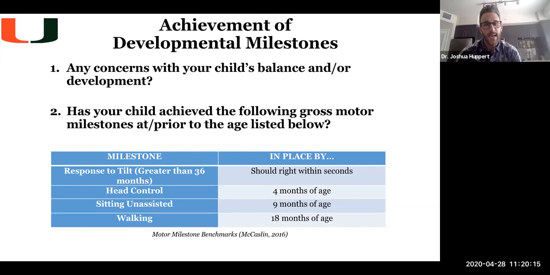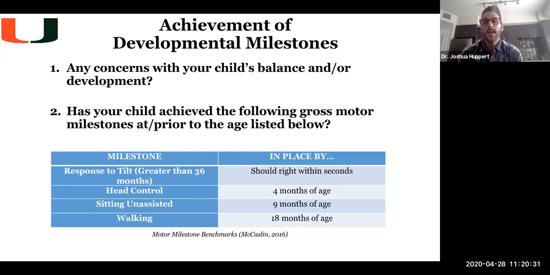I will say McCaslin created this list, and it's a great reference, but I would say of these four things, parents are generally always very attuned to when their child started walking. They're a little bit less attuned to response to tilt, head control, and sitting unassisted.